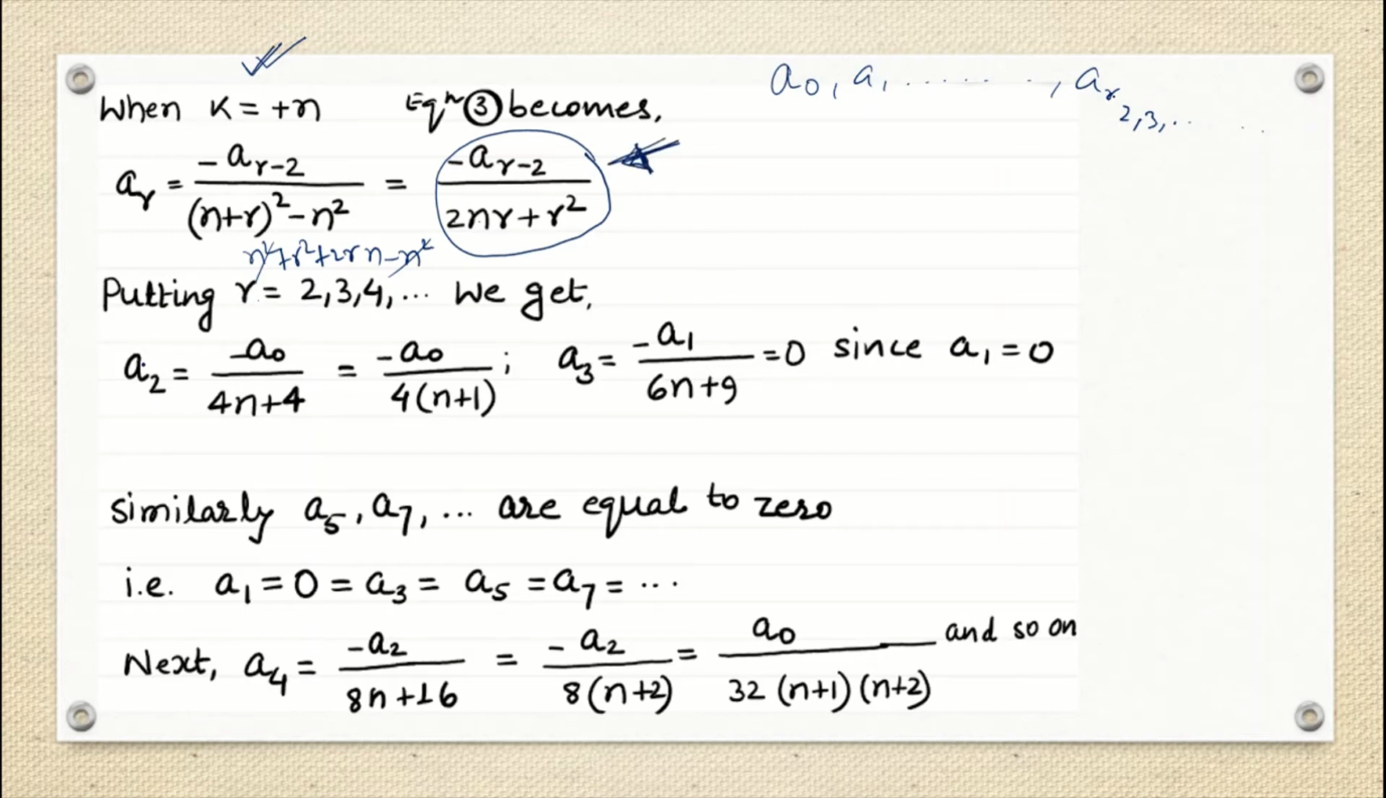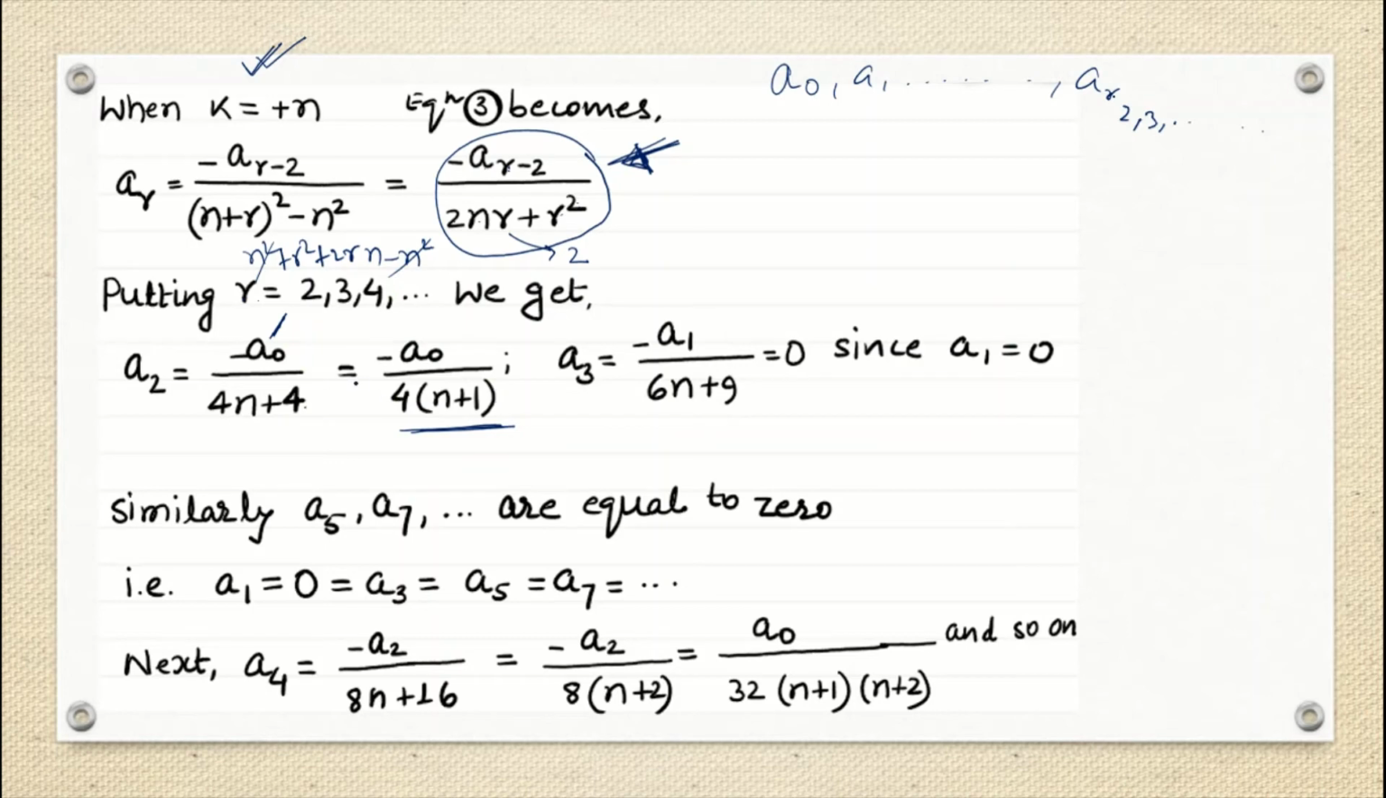So a2 will be how much? I am putting the value of r as 2. So it will be minus a2 minus 2, that is a0. That means the numerator is minus a0. The denominator, with r equal to 2, is 2 times 2, 4, so 4n plus 4, because of 2 square. Simplified, 4 common, n plus 1. So a2 is minus a0 by 4 times (n plus 1).